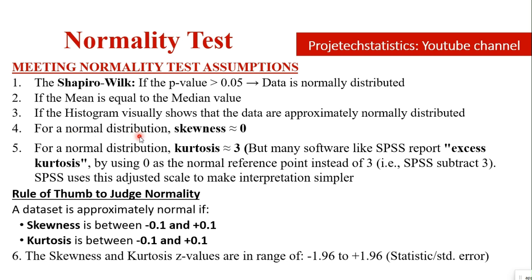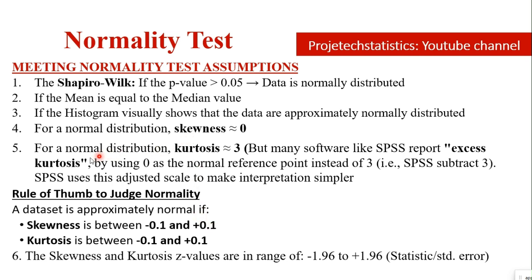For a normal distribution, skewness is equal to 0. So the skewness of a normal distribution is 0, and you have to check if your skewness is 0. Sometimes, as a rule of thumb for judging normality, if your skewness is slightly below 0 and slightly above 0, you can also say that your distribution mirrors a normal distribution. So if your skewness is between minus 0.1 and plus 0.1, you know that it is very, very close to 0. So you can say that that distribution is approximately normal.